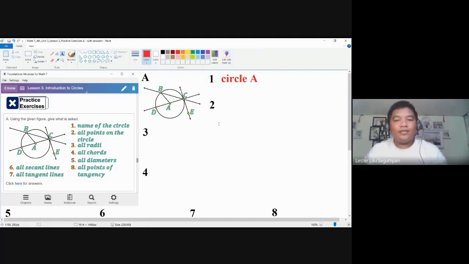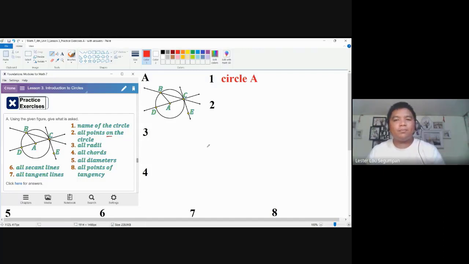So number two is all about naming the points on the circle. In our module, I have made mention that there are three different groups of points that we could actually see in a figure involving a circle. Number one, we have points in the circle. Number two, points on the circle. And number three is points outside the circle. If we say in, that includes the center because we are talking about the points that are actually enclosed by the arc forming a circle. And if we talk about outside, clearly we have the points outside.